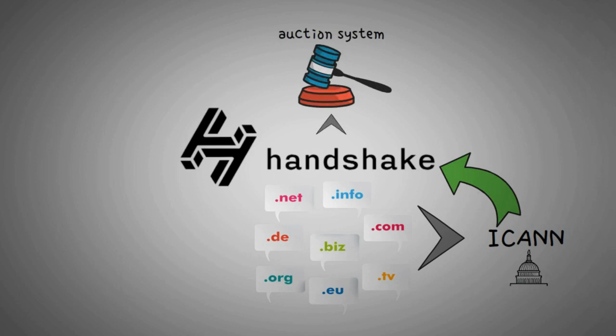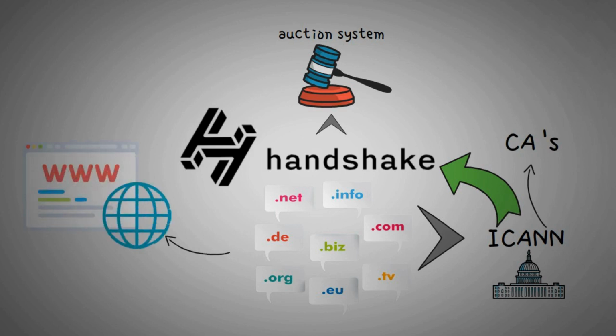Since ICANN isn't in the picture, Handshake believes it can offer an unlimited range of top-level domains. Furthermore, creating an alternative to a centralized entity like ICANN also has another important side effect. Over time, it could help make a group of companies involved in the management of domains called certificate authorities, or CAs, obsolete. On today's web, CAs tell users whether they are connecting to a genuine website.